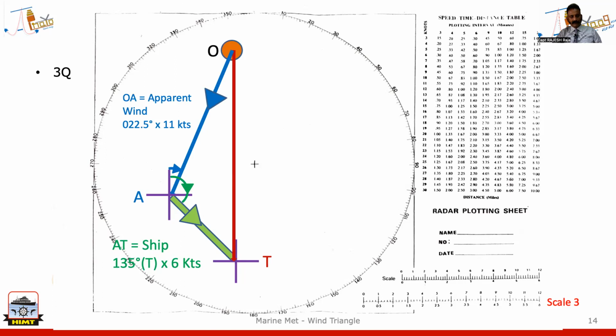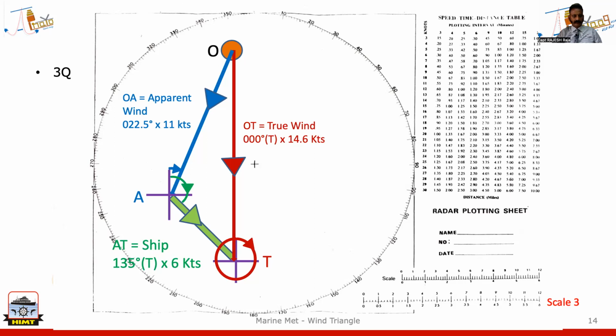I connect Oscar and Tango, and I measure this. I get an answer of 360 or 000 and 14.6 knots. As I told you, a couple of degrees on the direction is acceptable, and a couple of decimal values on the speed is also acceptable. So please don't bother too much about it. Draw the grid properly. I think you'll get all the answers, mostly very close to the actual answer.